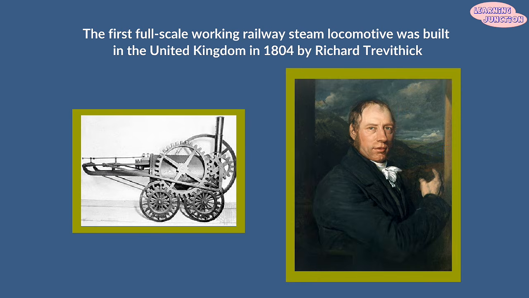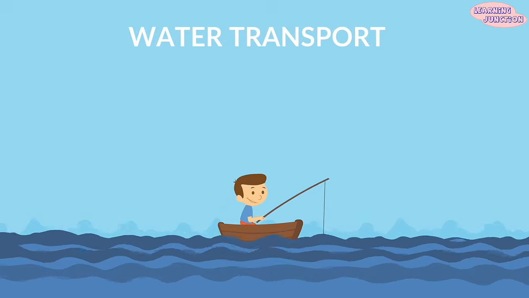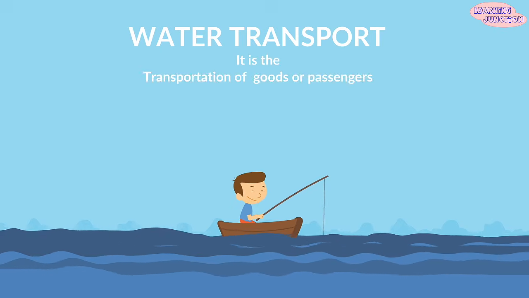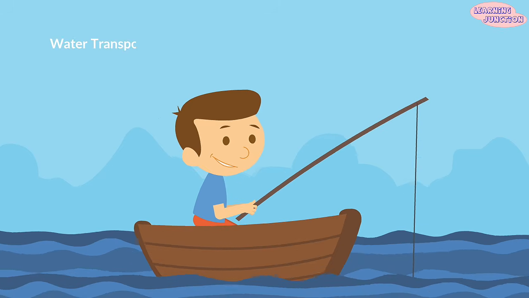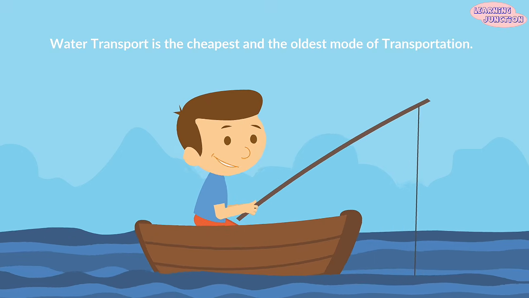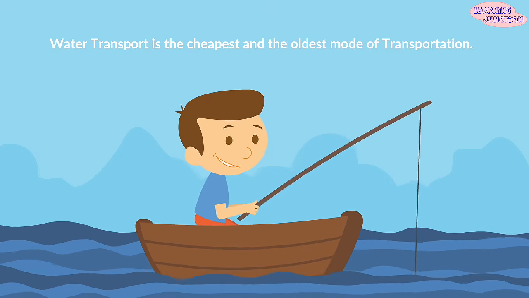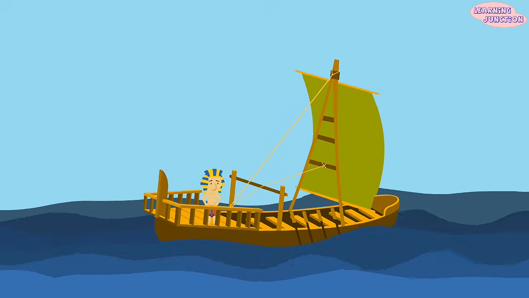engineer born from Cornwall. Water transportation. It is the transportation of goods or passengers on bodies of water. It's also the cheapest and oldest mode of transportation. The boats are used for short distances. The ancient Egyptians were perfectly at ease building sailboats.